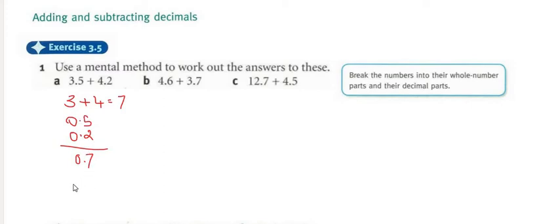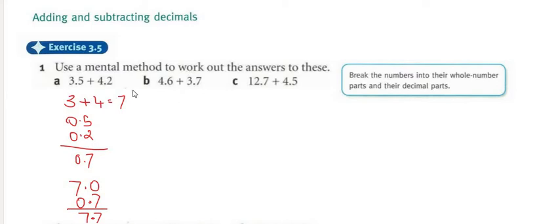Now we are going to add them. 7 means 7.0, and 0.7 we arrange properly. When we add, 0 plus 7 is 7, and again 7. Put the decimal in the center. So the answer is 7.7. This is the way of adding decimal numbers by separating the whole number part and the decimal number part.